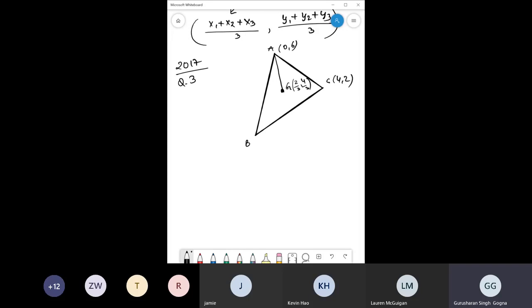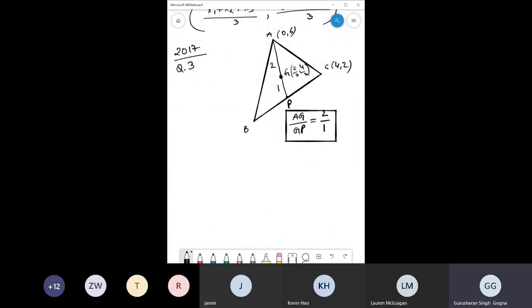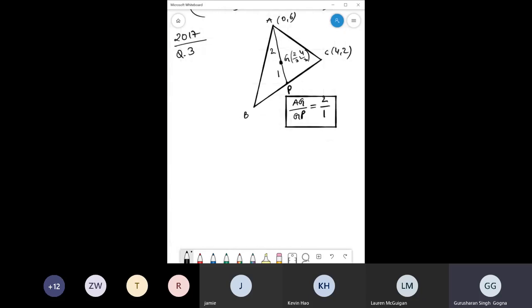Now, luckily, they also give you that if you extend this further, this is P, and they said this ratio is 2:1, which means AG over GP is 2:1. Now, that's the property of the centroid, but it is given in your question. But you should know it even if they are not giving it in the question: the centroid always divides the median in the ratio 2:1. Now, what exactly are they asking for?